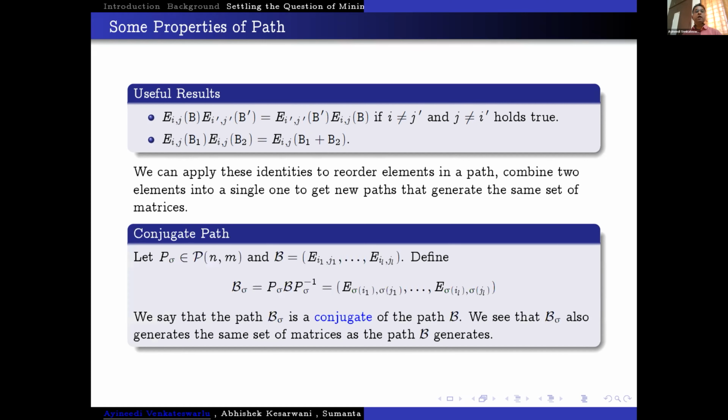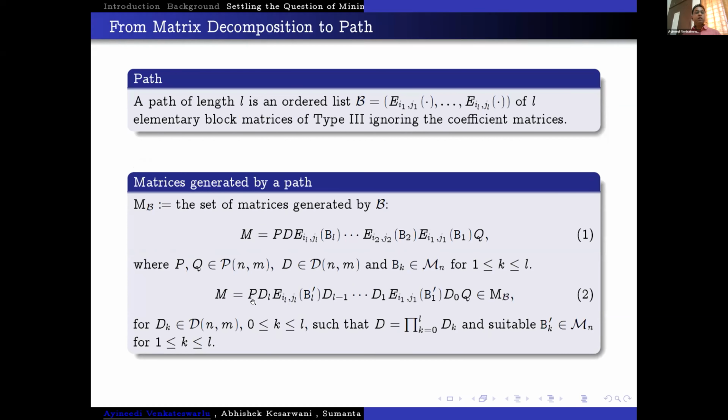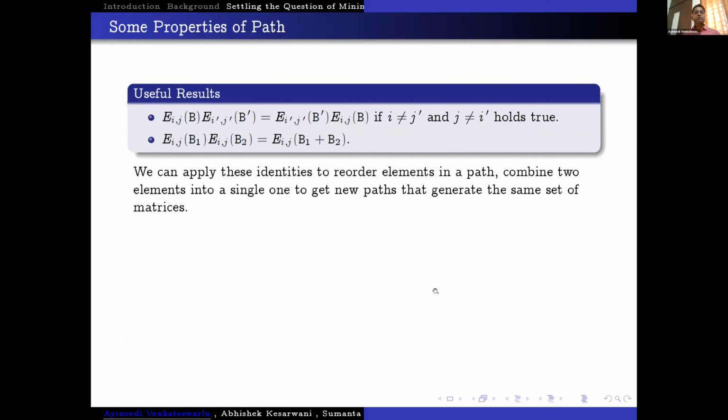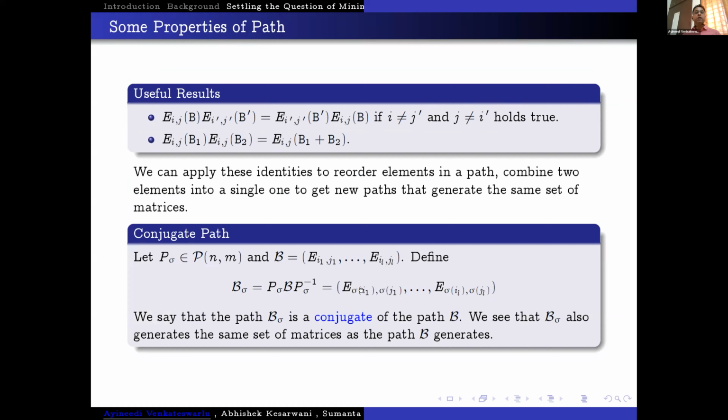Another way of getting new paths which generate the same set of matrices is by applying a permutation on the indices of the given path. This is called a conjugate of the path, because we consider all possible permutations here. That actually means we can incorporate this also. So this way, this path also generates the same set of matrices.